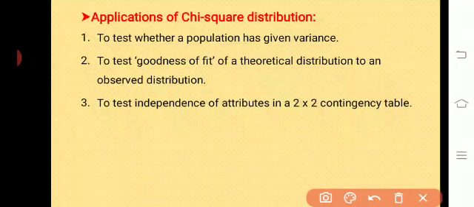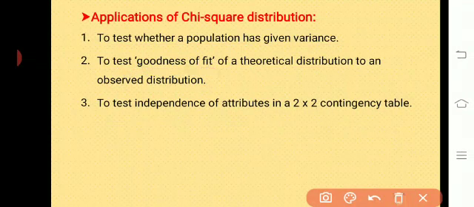Since the sixth unit, that is the statistical inference unit, is deleted, in that unit, in testing of hypothesis, we have one test, that is the chi-square test of goodness of fit. So there this chi-square distribution is useful, but unfortunately that unit is deleted from the syllabus for this year.